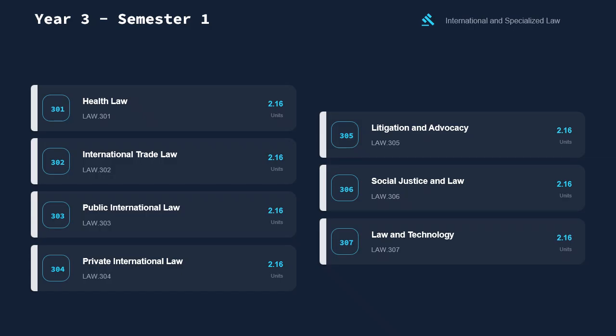Practical application, lawyers seek enforcement of foreign judgments domestically. They defend against enforcement actions. Students analyze recognition statutes. They also study asset tracing across borders.